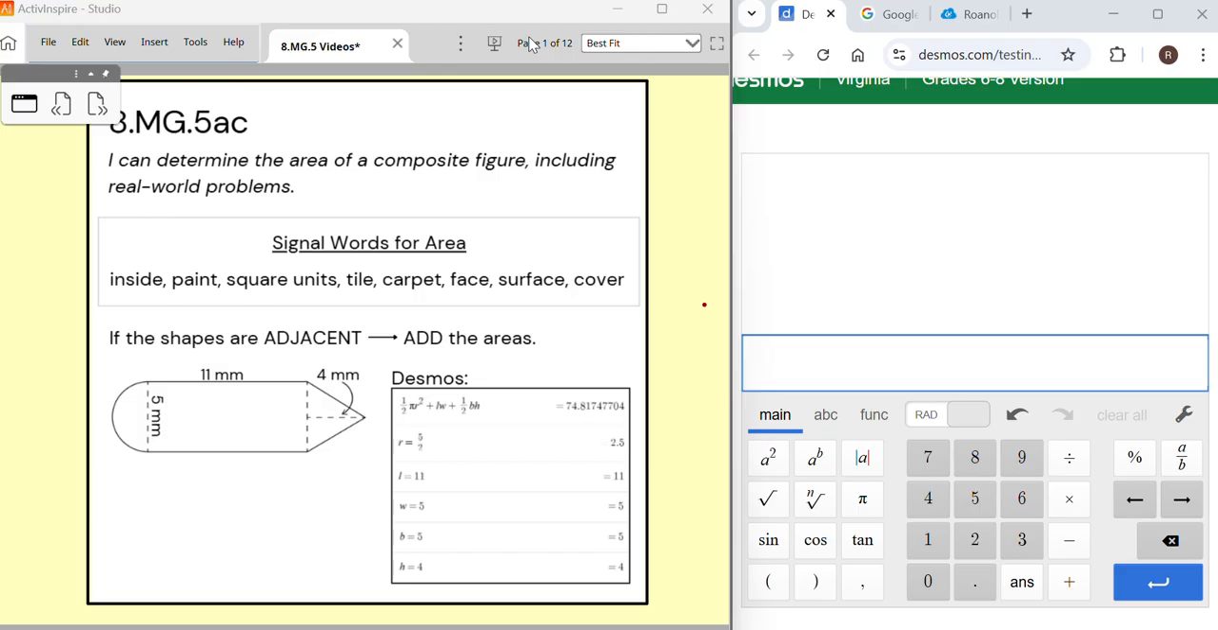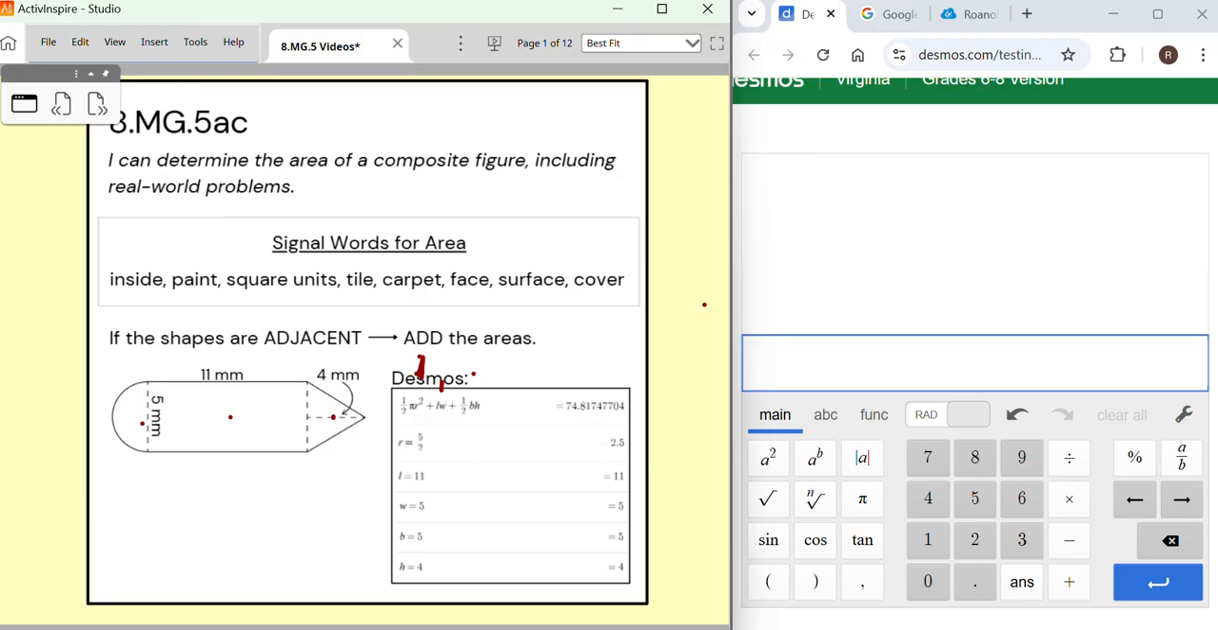you add those areas. So if you look here in this example, we have a semicircle, we have a rectangle, and we have a triangle. So the formula for the area of that semicircle is half the area of a circle, which is 1/2 pi r squared. Because they're adjacent, we're going to add the area of the rectangle, which is LW. And then we're going to add the area of a triangle, which is 1/2 base times height.